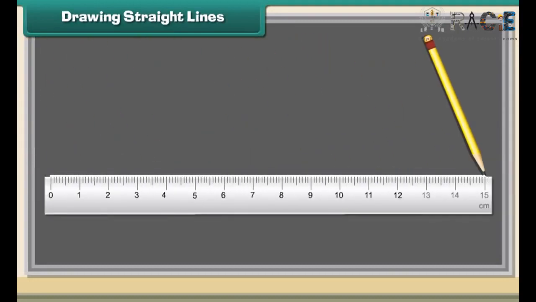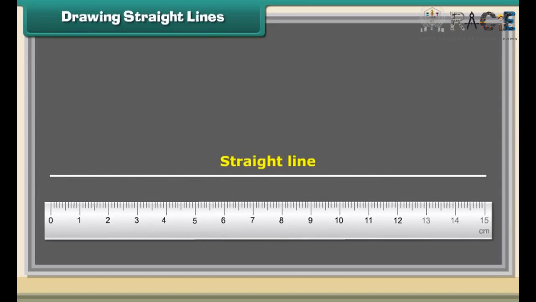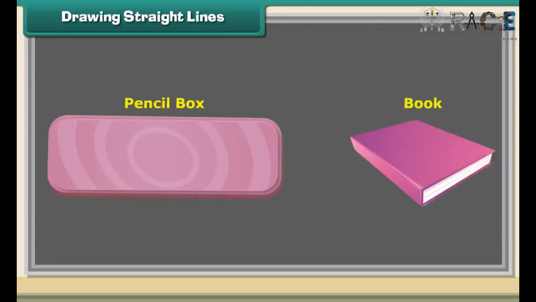Drawing straight lines. How do we draw a straight line? We use a ruler to draw straight lines. Straight lines can also be drawn along one edge of a pencil box or a book.